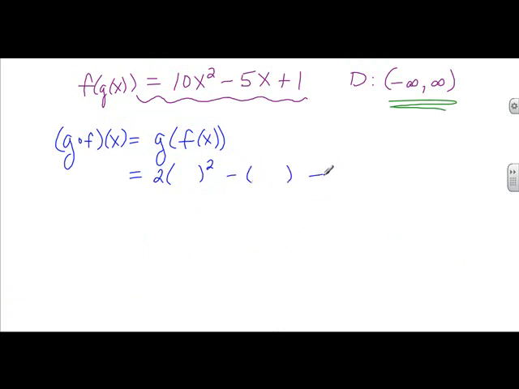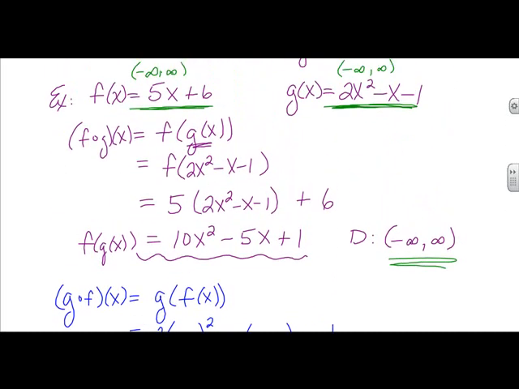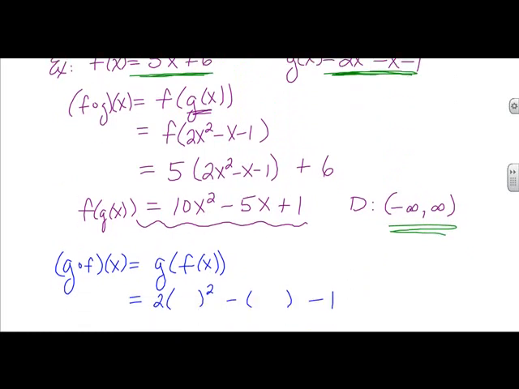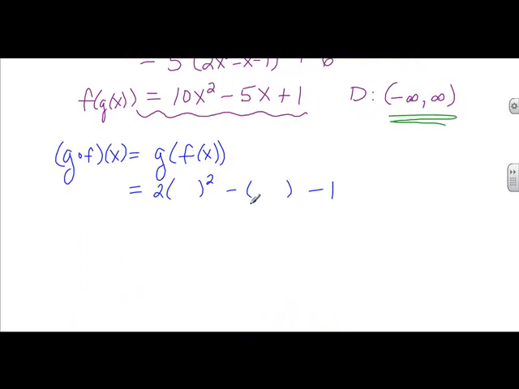Okay, let me scroll back up and make sure I got the right function g. 2x squared minus x minus 1. So in that equation for g, I've put a set of parentheses everywhere there's an x. And in that set of parentheses, we put f of x. Then in my next step, I'm going to replace f of x with what it is equal to. f of x is equal to 5x plus 6.